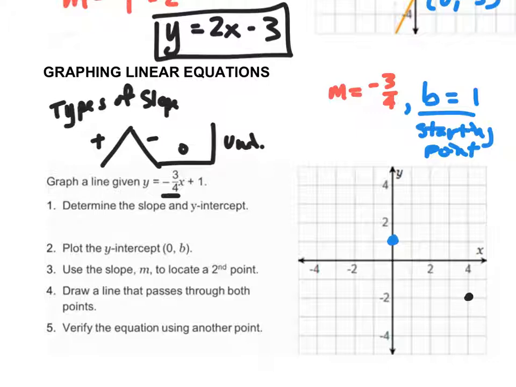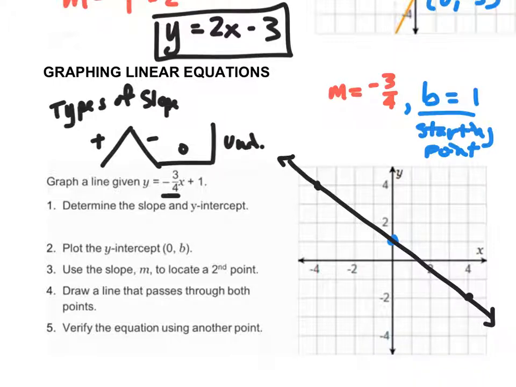I can go the other way too. I could start at 1 and go up 1, 2, 3 and go over 1, 2, 3, 4 and plot a point there. Then I'd want to connect these with a line, and that's my equation.